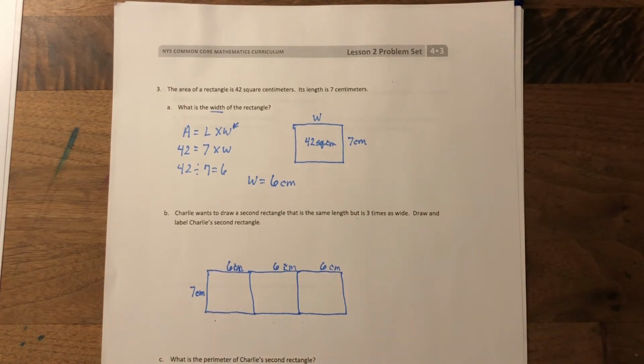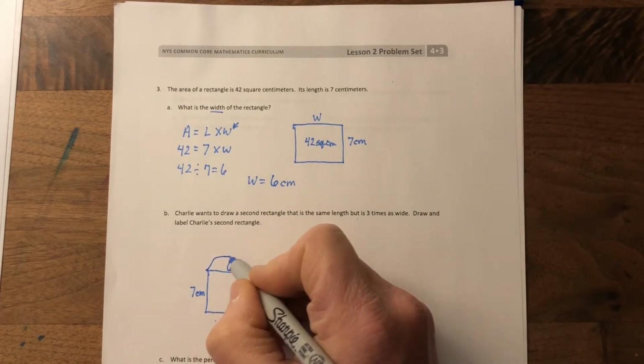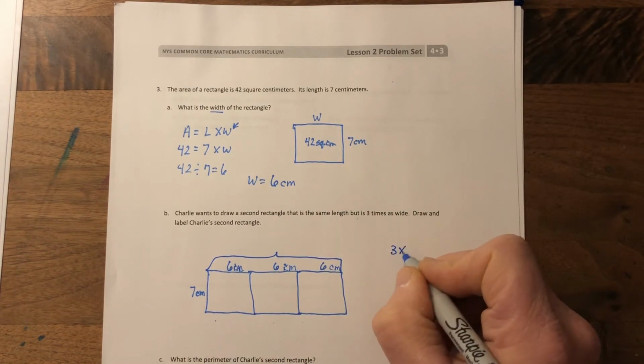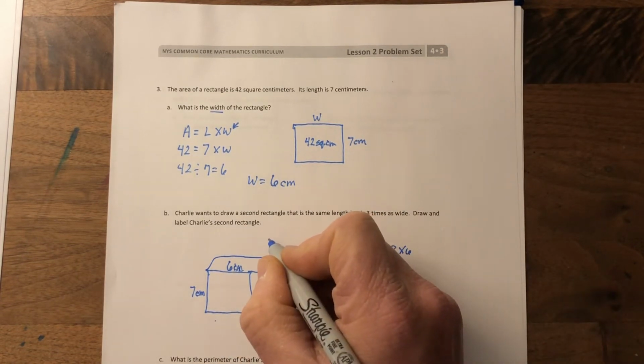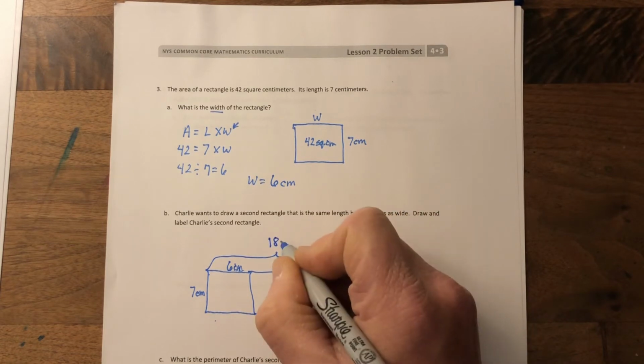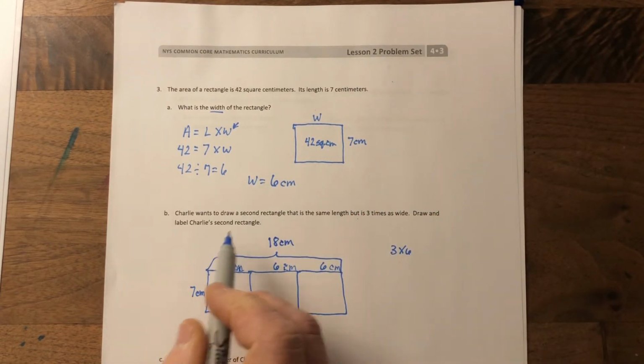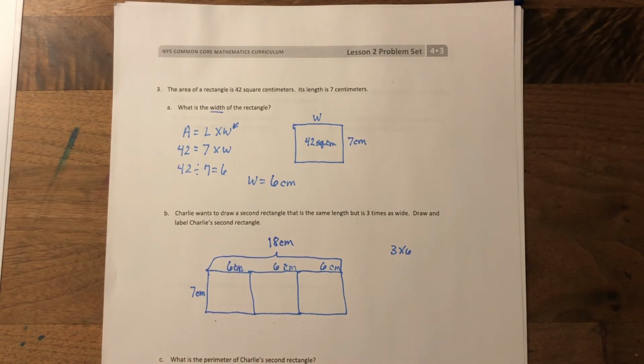Cool, got that. All right, so I need to know what 3 sixes is equal to. What is 3 times 6? And my answer here is 18 centimeters. Good. So that's what the question asked me to do. That's the second rectangle. It's 7 by 18. Okay. Now it says down here, what is the perimeter of Charlie's?